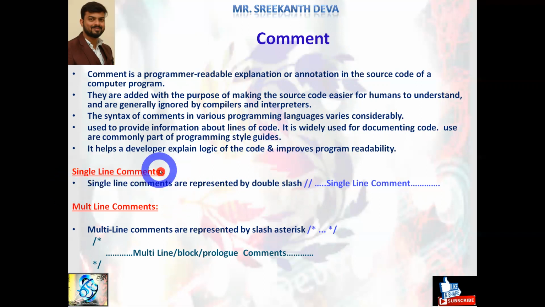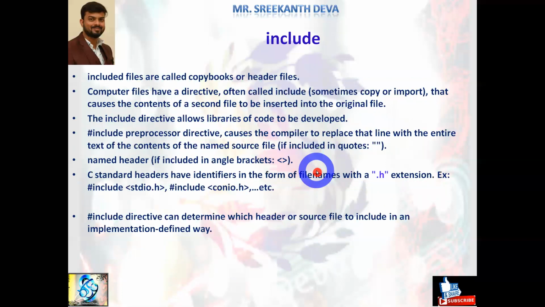C supports two different types of comments. One is called single line comments. Single line comments are represented by a double slash. This is the representation of a single line comment. Multi-line comments are represented by the slash asterisk symbol. This is the representation of multi-line comments, or block comments, or prologue comments. These are all the various names to represent multi-line comments. Generally comments are used for improving the understandability and readability of the particular program.